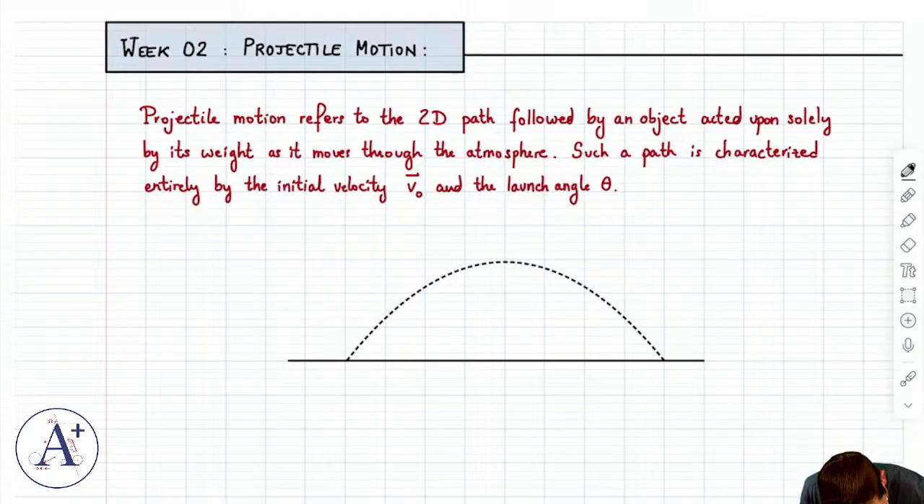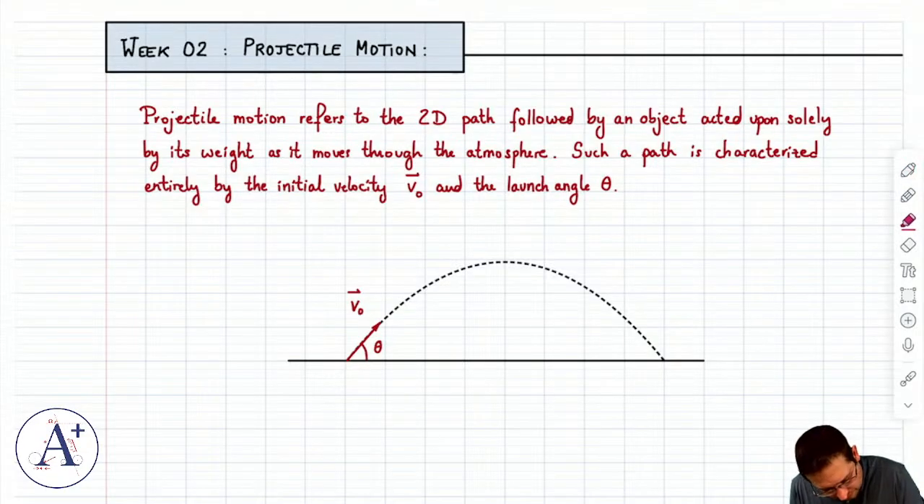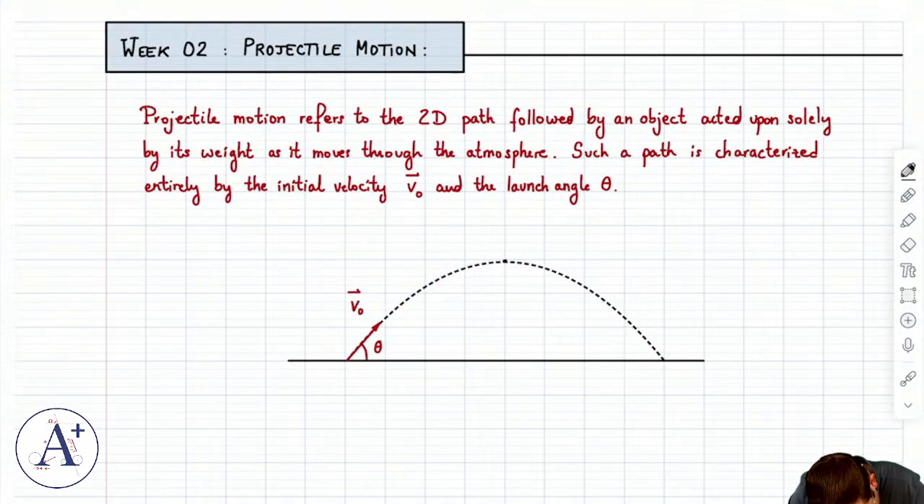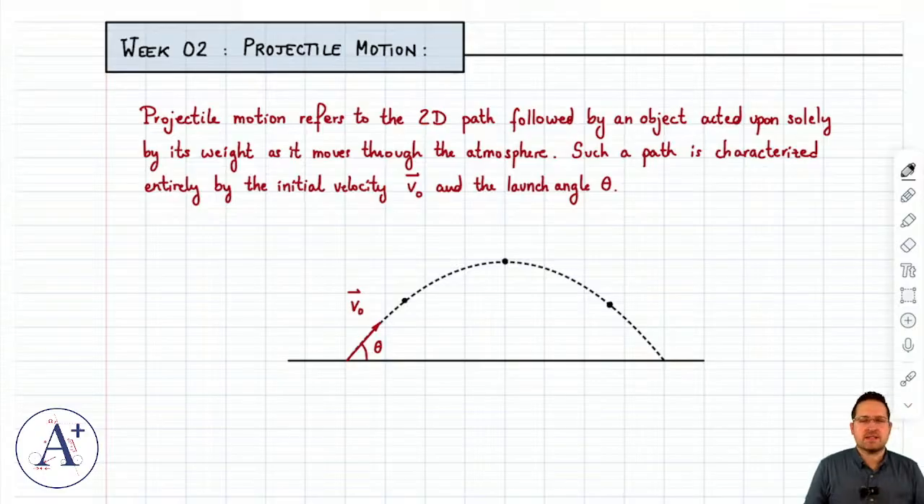If you were to launch a golf ball from the ground, let's say, with a certain velocity v0 and a certain launch angle theta, it would then follow this parabolic path through the atmosphere, assuming, of course, that you could say that it is being acted upon solely by its weight. Now, that's kind of what makes this definition not a great definition, at least for now.